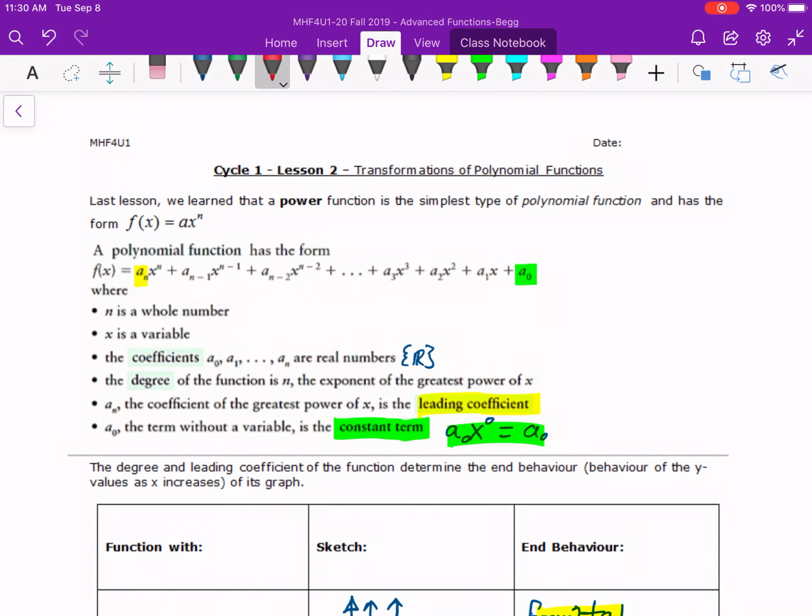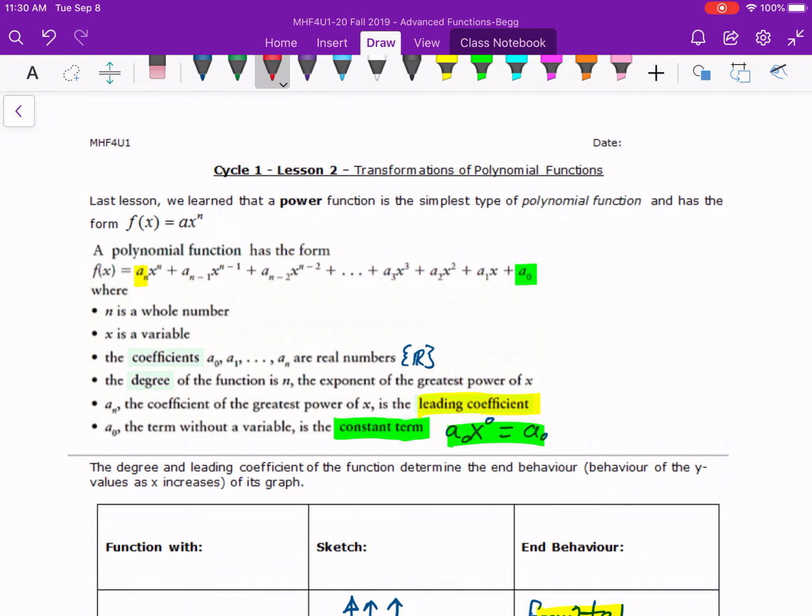This is Cycle 1, Lesson 2, and we're going to continue working with polynomial functions. Today we're going to look at how we can use transformations to graph polynomial functions. You learned about transformations back in grade 11, and we're going to do a lot more work with transformations, especially in this cycle, but all throughout this course. There's a lot of graphing in this course.